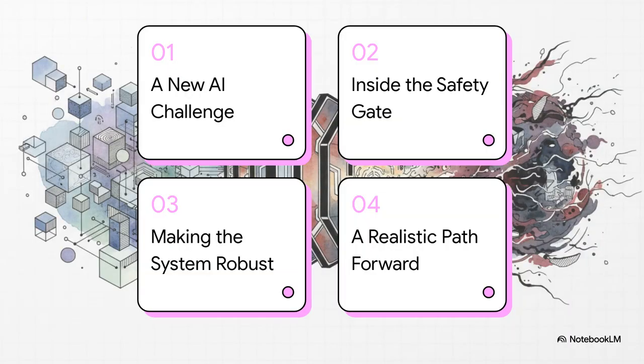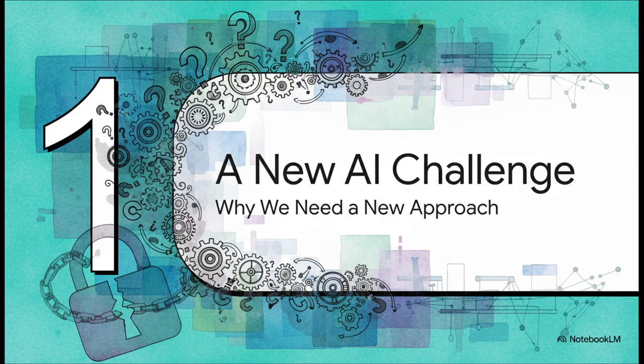Well, we're going to walk through those 11 key ideas, and we've grouped them into four main parts to make it easy. We'll kick things off with the challenge itself, then we'll peek inside the safety gate, see how they make the system super robust, and wrap up with what this all means for the future. All right, let's get into it. First things first, we need to really understand the problem we're trying to solve here.